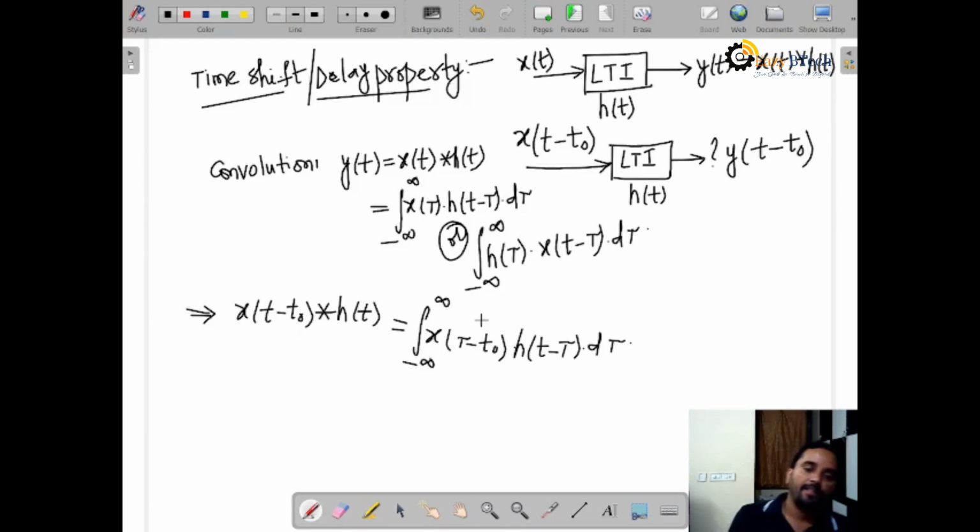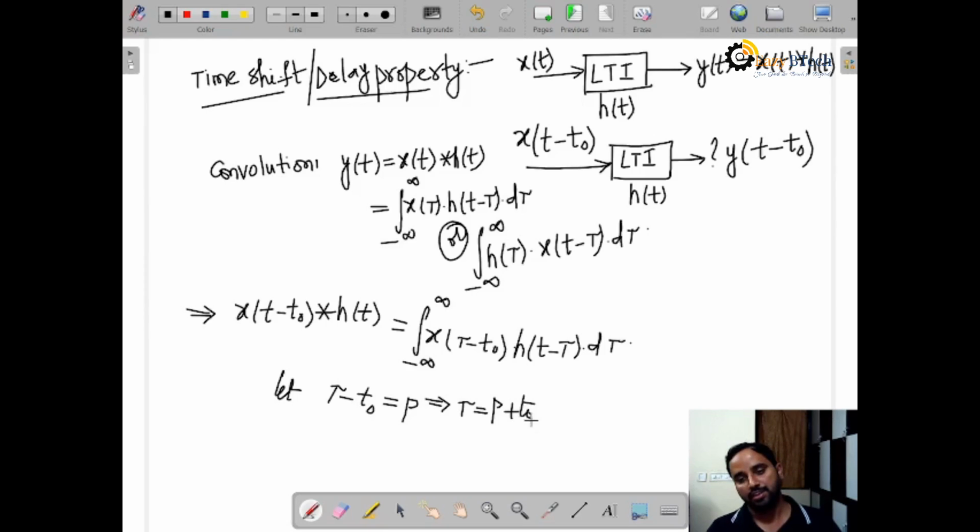Okay. Now consider this x of t minus t naught. Sorry, tau minus t naught. Let tau minus t naught be equal to p. By this, tau will become p plus t naught. So t naught is a time shift. Next, dt will become dp because t naught is constant.